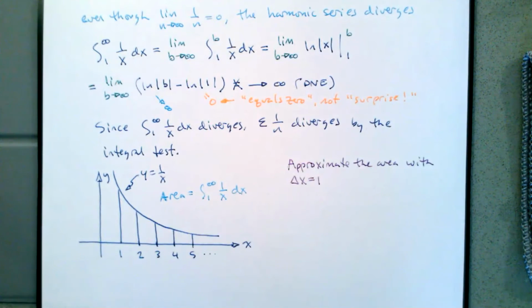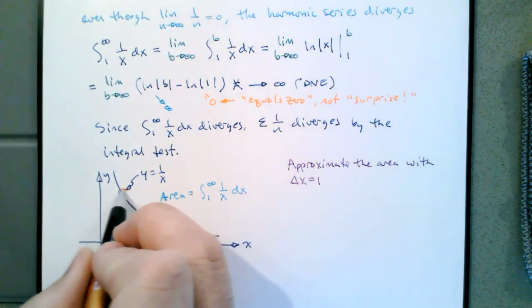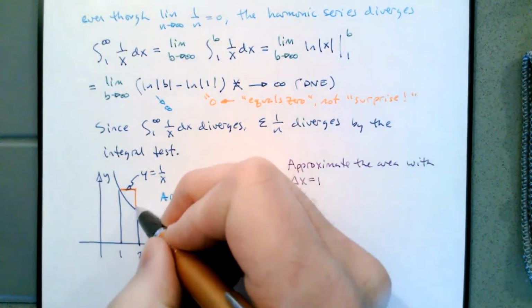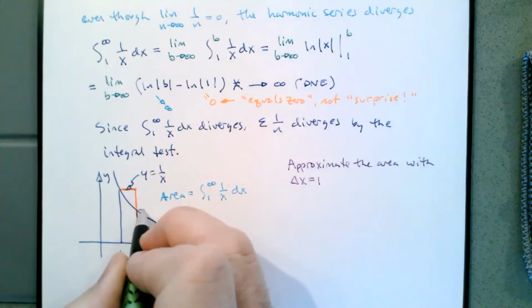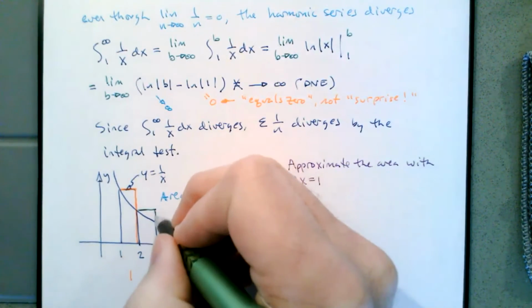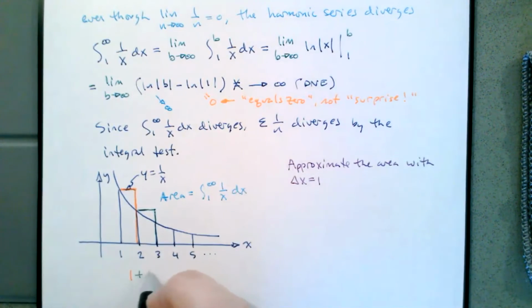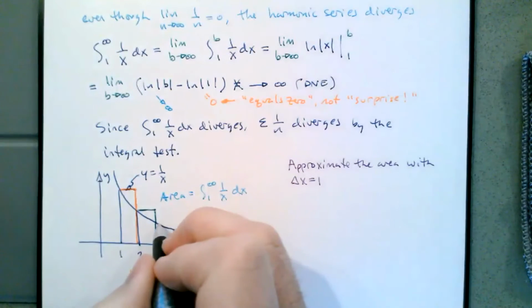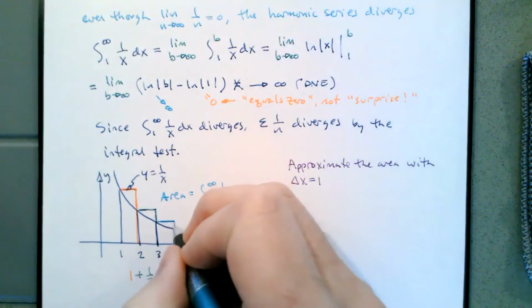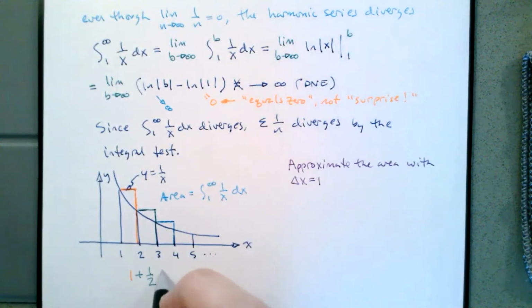In typical fashion, we're going to assume that the function is constant for the delta x. So I'm going to say that the function is constant at 1, and so the area of that rectangle is 1. Then from 2 to 3, I'm going to use the 1/2, and the area of that rectangle is 1/2. And then when x equals 3, I'm going to assume the function is constant. We're just doing a left endpoint approximation.